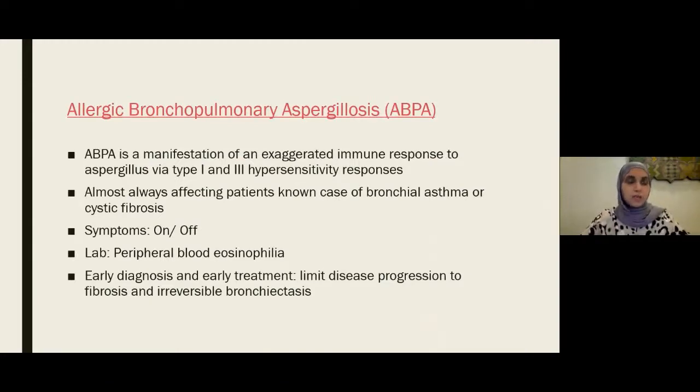This is a manifestation of an exaggerated immune response to aspergillus via type 1 and 3 hypersensitivity responses, almost always affecting patients with known bronchial asthma or cystic fibrosis. Patient symptoms are usually on and off. They may present with hay fever, with or without cough, and the lab usually shows peripheral blood eosinophilia. Early diagnosis and early treatment is really important to limit the disease progression to fibrosis and irreversible bronchiectasis.